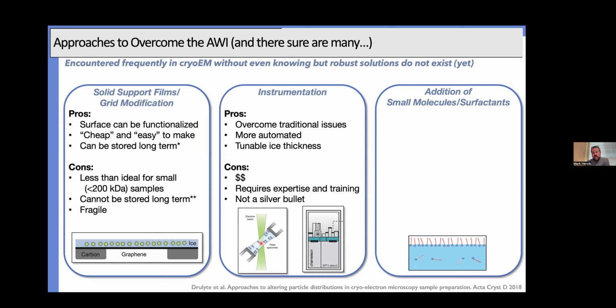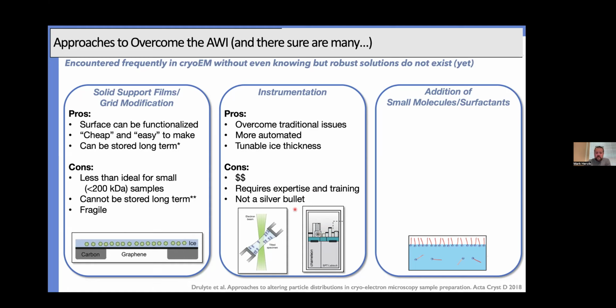Then the Chameleon or the Spotiton instrument came into play, and this was sold as more or less a silver bullet for fixing air-water interface issues. That may not be the case because it does change the physical chemical properties of the air-water interface, but it doesn't completely eliminate it.